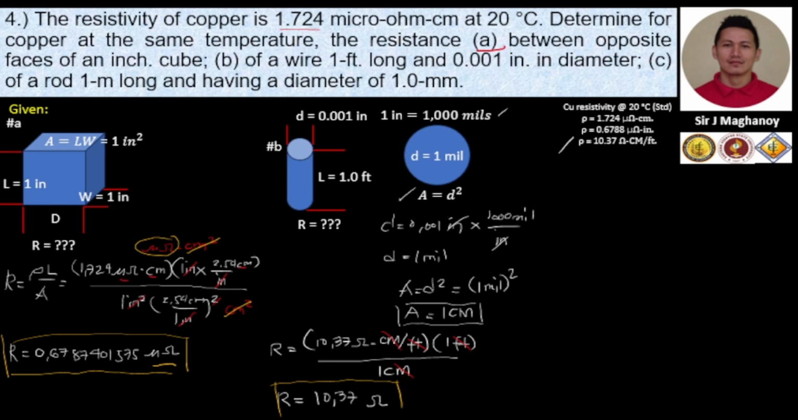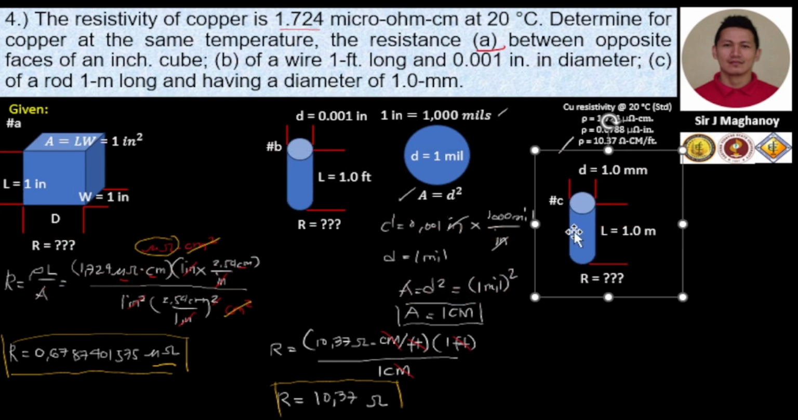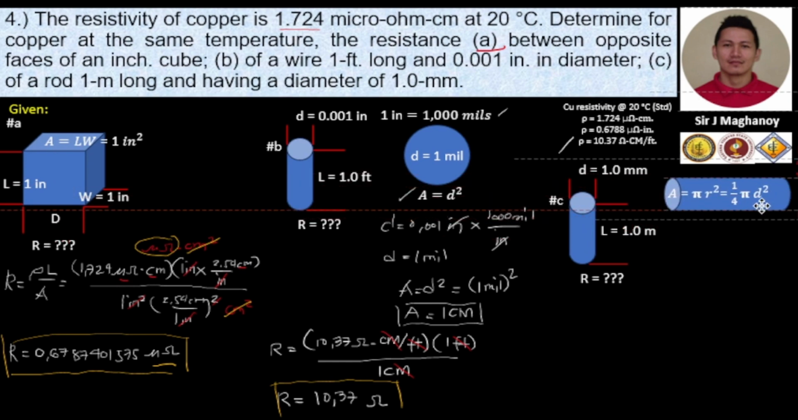How about for C? For C, we need to determine the resistance of a rod 1 meter long and having a diameter of 1 mm. So if we have a rod with a diameter of 1 mm and a length of 1 meter, we need to determine the resistance. Okay, so if this is a rod, we can use our conversion for our cross-sectional area, which is 1/4 pi d squared.